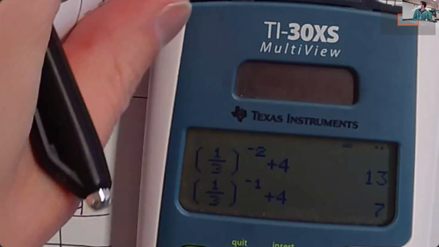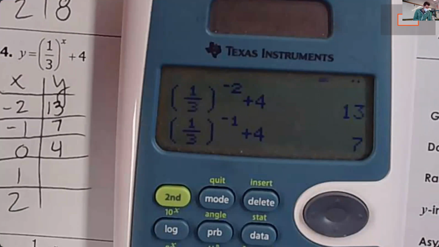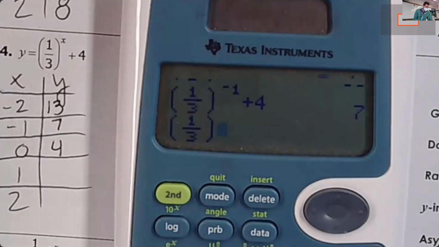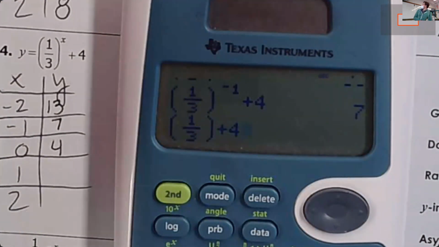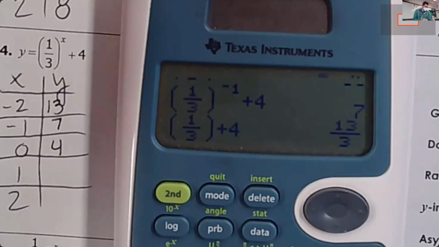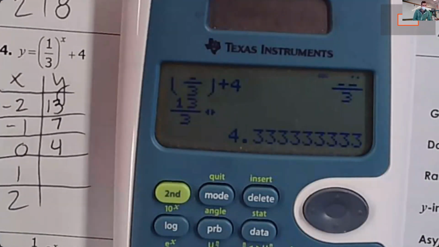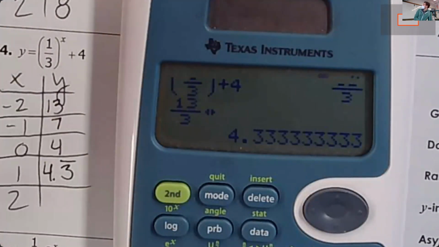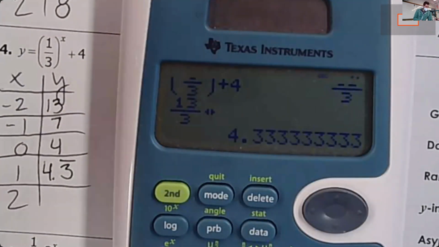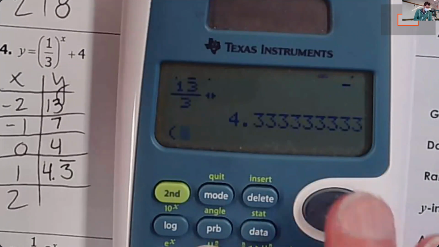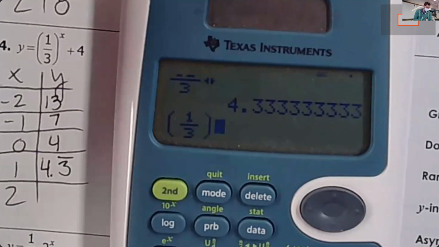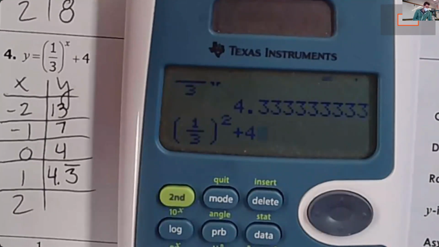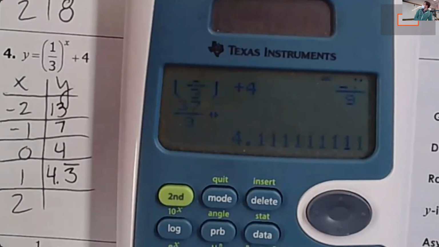All right, and then we're going to do a couple more here. So we've got 1/3. That's to the first power. So you can just do 1/3 + 4. 1/3 to the first power is 1/3 + 4. 13/3, which as a decimal is 4.3 repeating. 4 and 1/3. And then the last one, to the second power, and then +4. 37/9, which is 4.1 repeating.